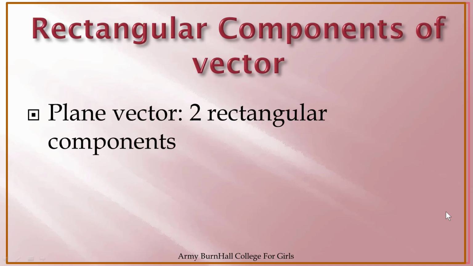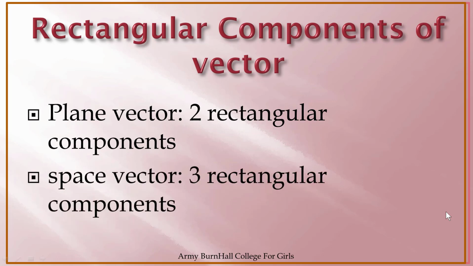So we have seen that if we have a plane vector, then we have two rectangular components, and if we have a space vector, then we have three rectangular components. A vector can have an infinite number of components, but it can have a maximum of three rectangular components. Rectangular components are those components which are perpendicular to each other, having an angle of 90 degrees between them.